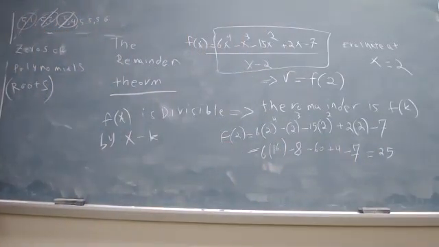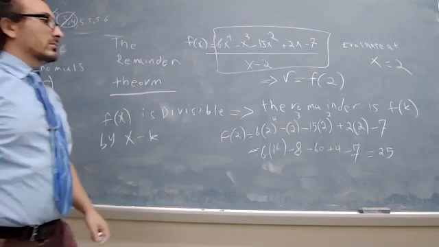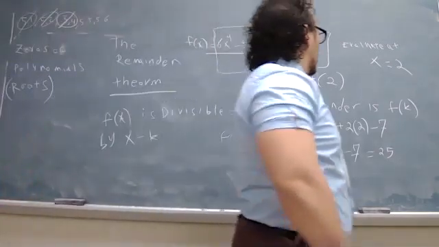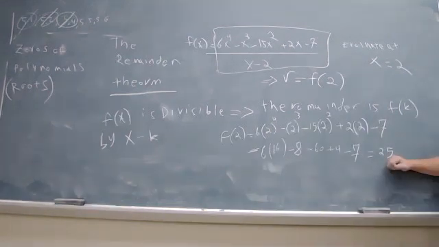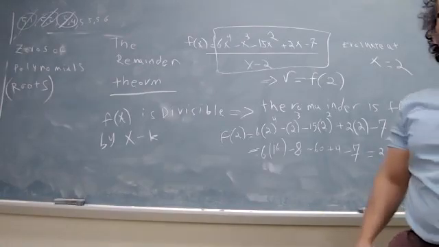That the function is divisible by x minus 2. And once you divide it through, the remainder is actually the value f of 2, which is 25. It'll have a remainder of 25.